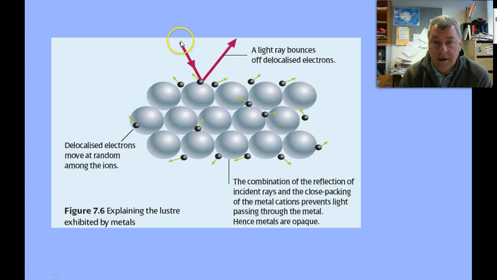And again, the light ray bounces off delocalized electrons. You can pause this and read all this. It might help you understand. It also says down here, close packing of the metal cations prevents light passing through the metal. That's why metals are opaque. So the light bounces off, it can't get through.